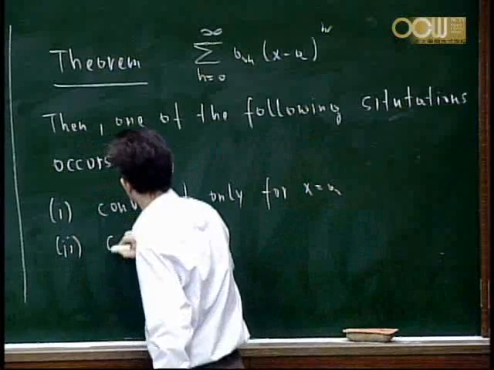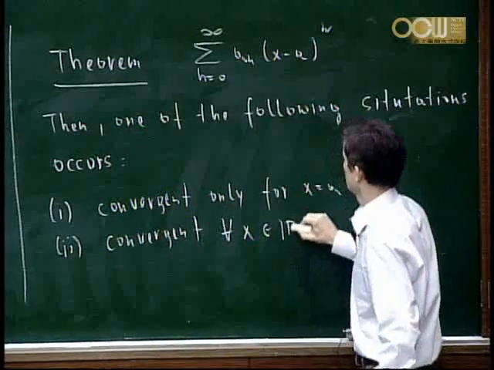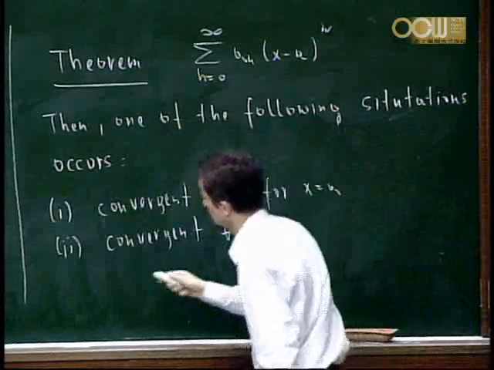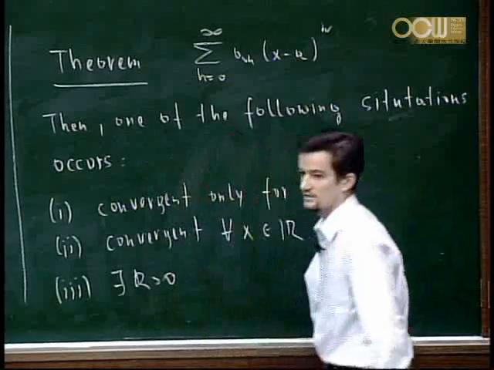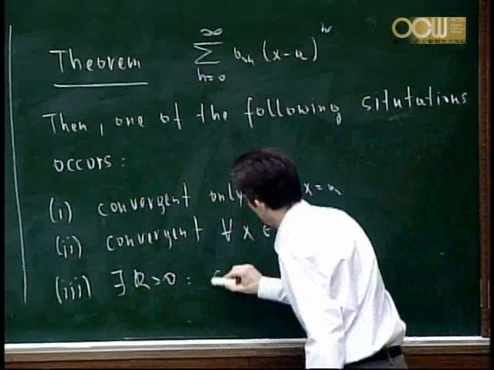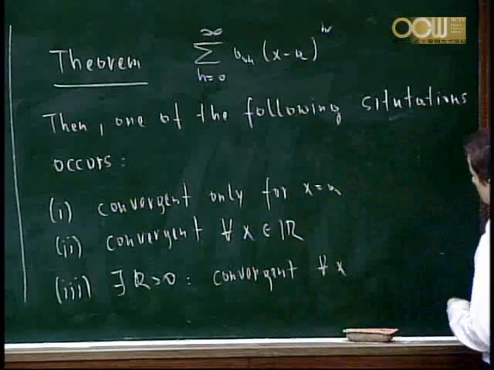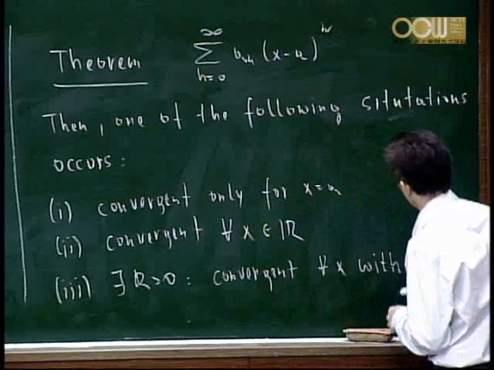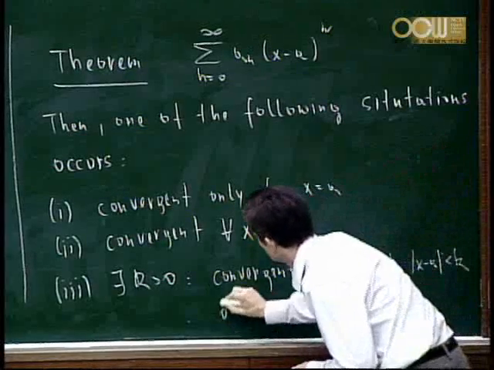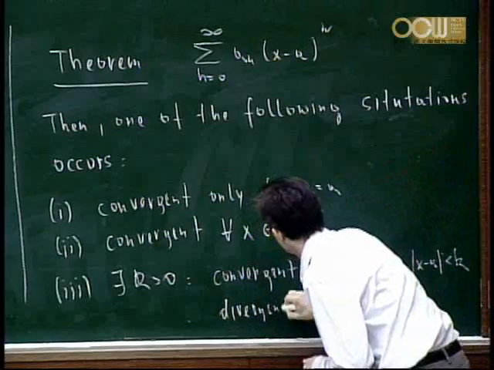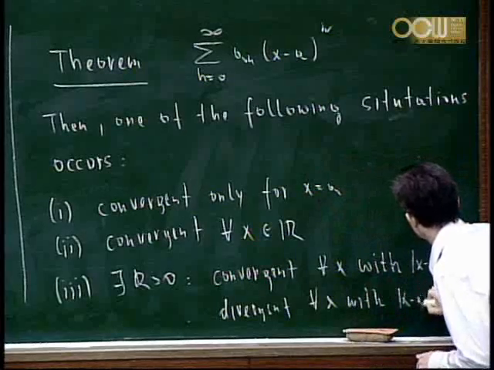Second, convergent for all x in R. Or third, there exists an R larger than 0 such that the series is convergent for all x with the absolute value of x minus a smaller than R, and divergent for all x with the absolute value of x minus a larger than R.